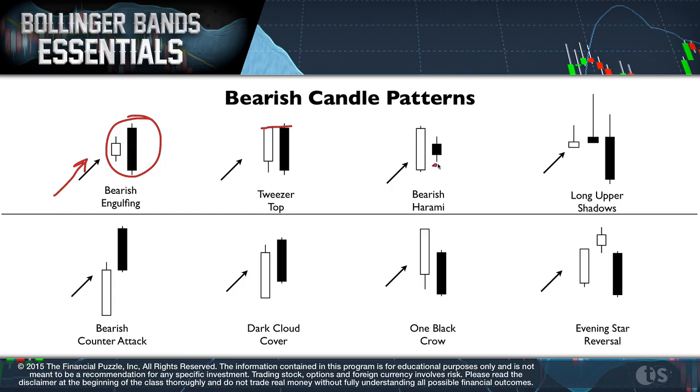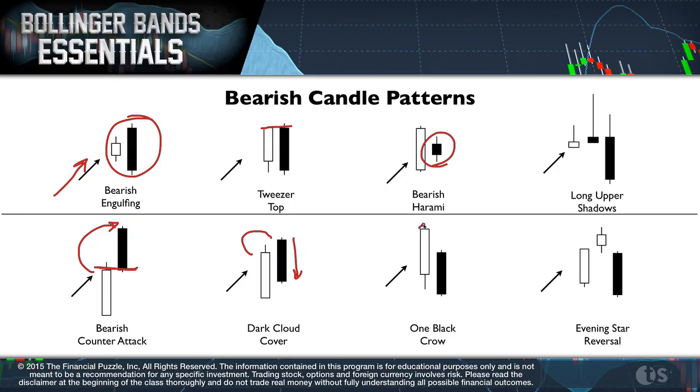This is a large white candle with a small spinning top inside the preceding day. Again, all these are approached from below. You've got the bearish counterattack. This is the one where we gap up and trade down and counterattack at the previous day's close. You've got your dark cloud cover. The dark cloud cover is going to gap up and trade down, moving at least halfway into the preceding day. You've got the one black crow.